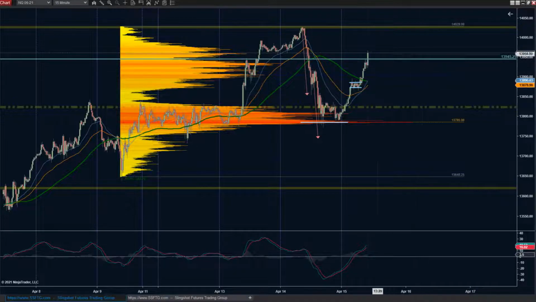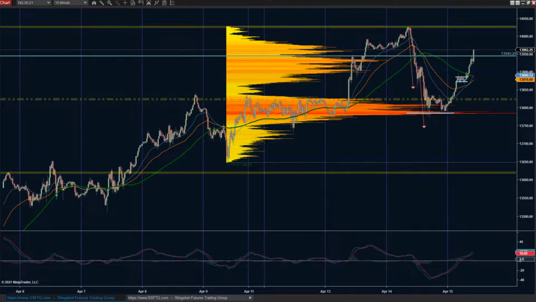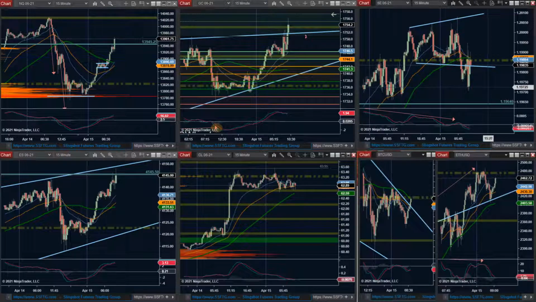I would rather be long on the NASDAQ, right? We're breaking above those zones of resistance. There's just less work that it has to do.